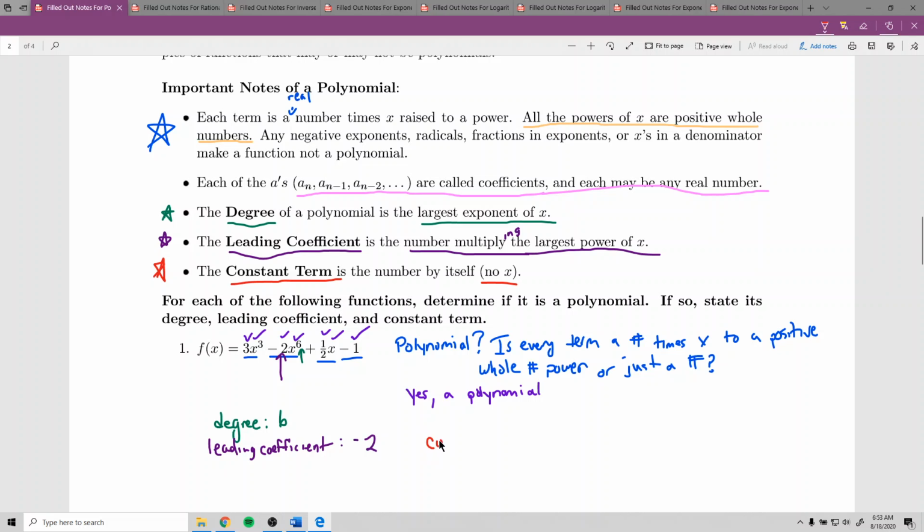And then the last thing, the constant term. The constant term, we do have a number by itself without an x. It's -1, and that's what the constant term is. It's the number by itself. Right. If you have a polynomial, you always have these 3 things. None of these are ever going to be D and E if you have a polynomial.